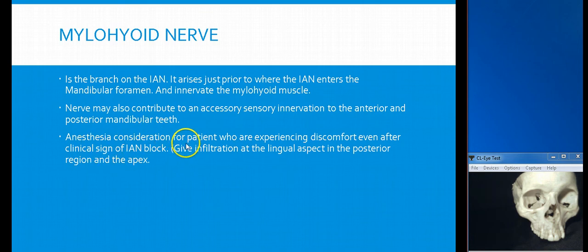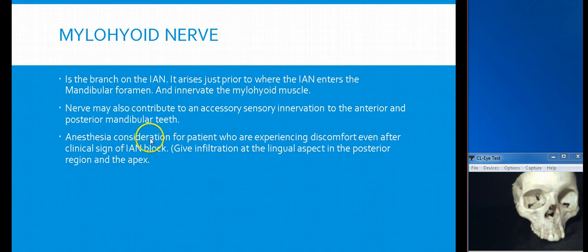The anesthesia consideration for patients: sometimes if you give a mandibular block and the patient still jumps as soon as you grab the tooth, this is sometimes, from my anecdotal experience, the mylohyoid. So at the apex of my molar, right at the apex on the lingual, I'll inject a little bit of lidocaine to desensitize the mylohyoid nerve, and we have a good response, and patients tend to feel better.